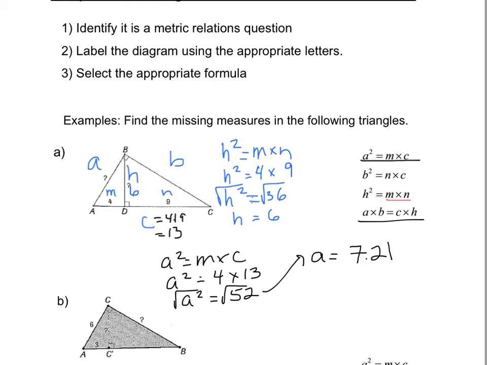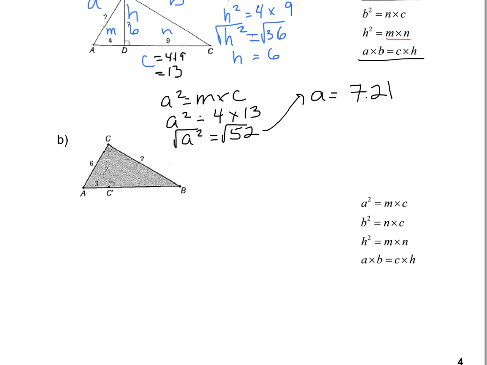Now let's take a look at example B. So my first step, I have to identify if this is a metric relation, and it is. It's a 90-degree triangle, a right triangle, and the height's drawn in. So the next step is to label the sides. So C is always across from the hypotenuse. Here we have A, B, my height. This is M, and this is N. Okay, I have to solve for those two question marks.